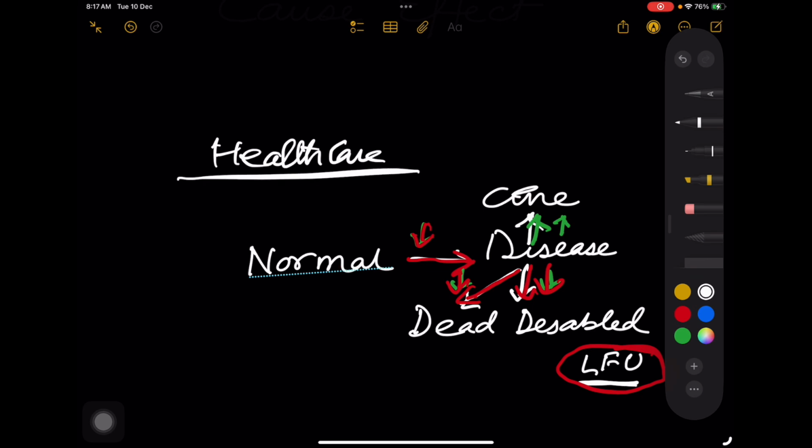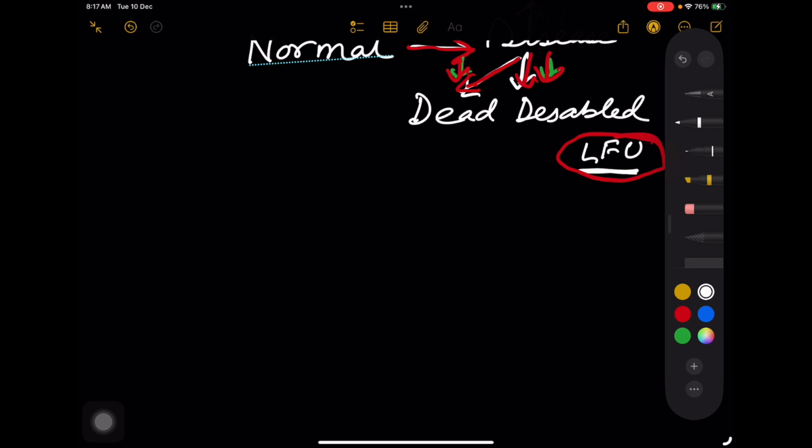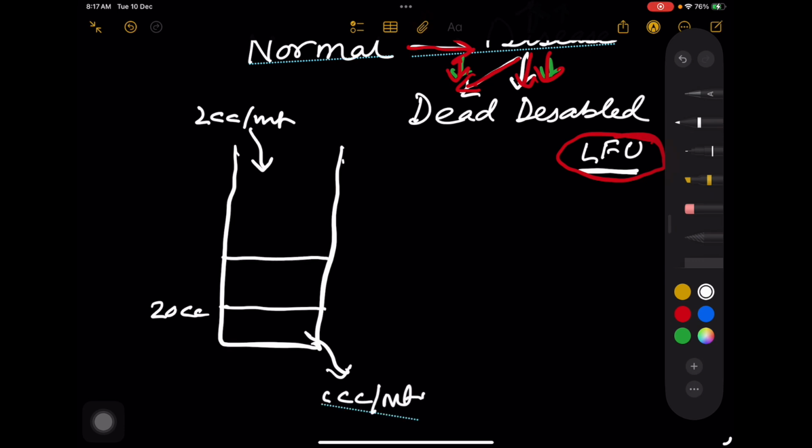Now let us understand a little bit about these transition rates. The transition rates, for example, if this is a jar and there is 20 cc of water in it, it is filling at 2 cc per minute and it is emptying at 1 cc per minute. Then after 10 minutes, there will be 20 plus 10, that means 30 cc's of water.